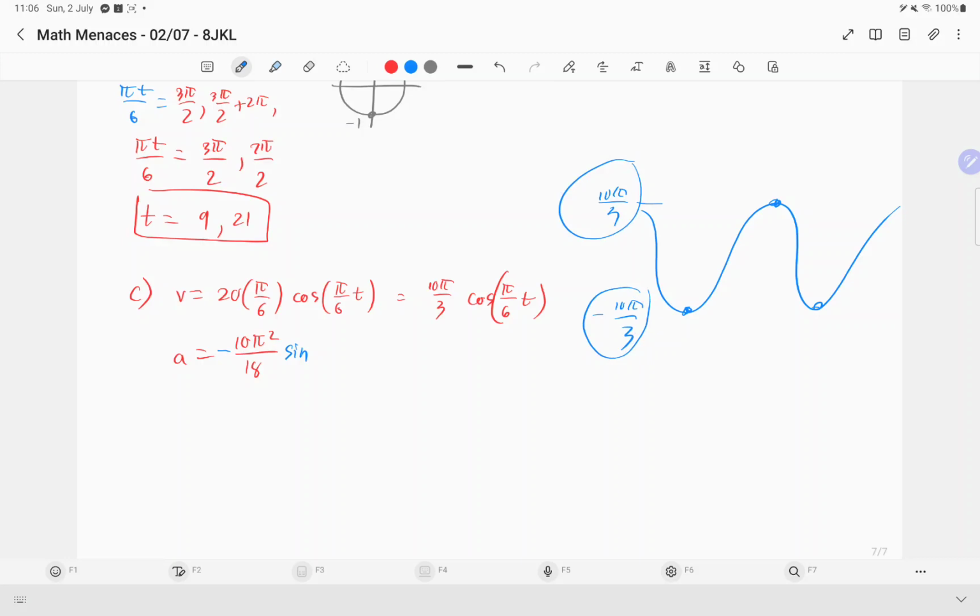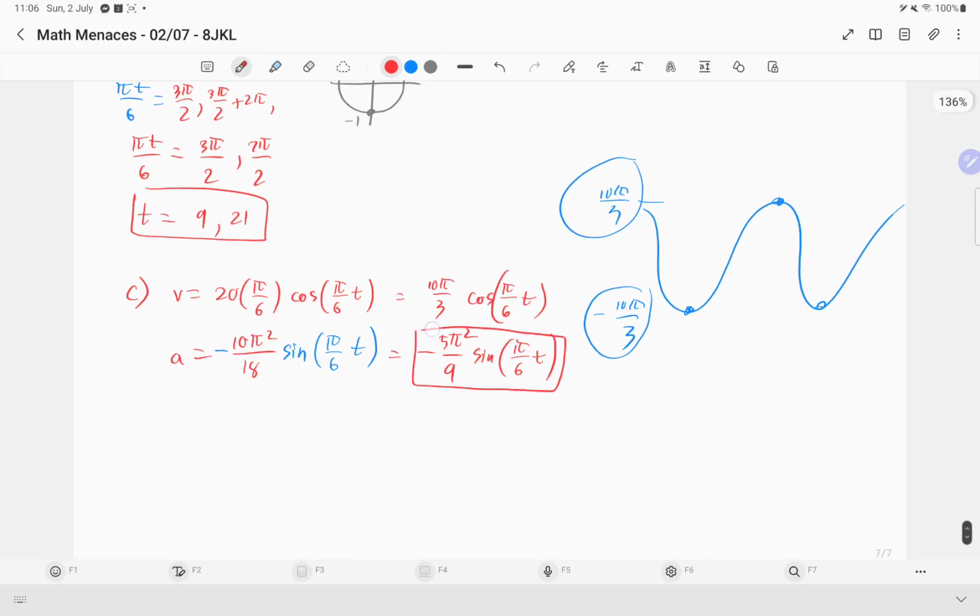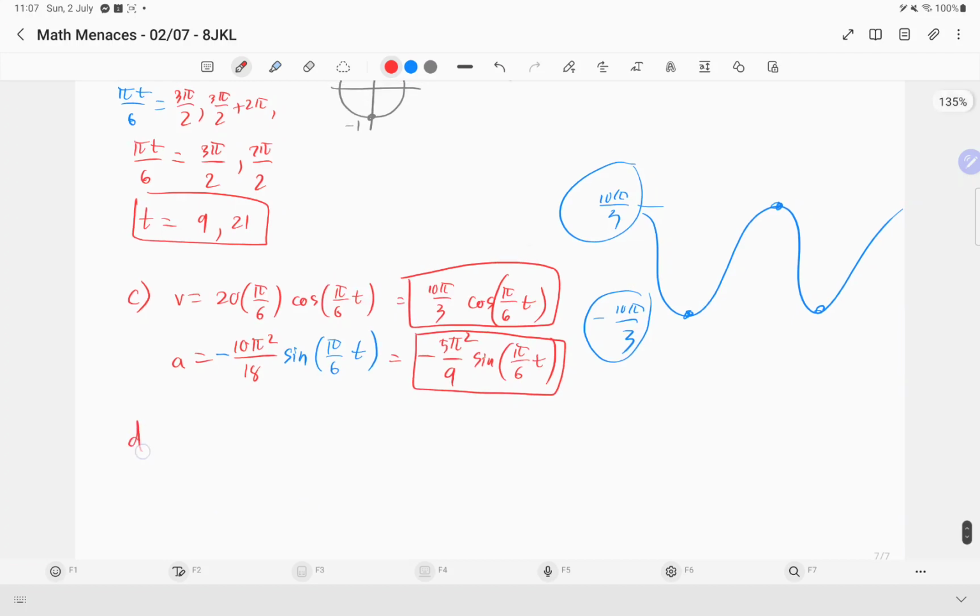So you just do 10 pi on 3 equals 10 pi on 3 cos pi on 6 t. Yeah, that's right. And then you solve for t. And make sure you need the negative version as well. So you've got to do them side by side. Where did the 30 go? Oh no, that gets to right.